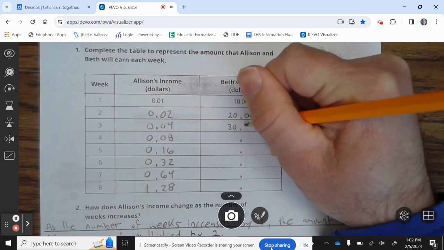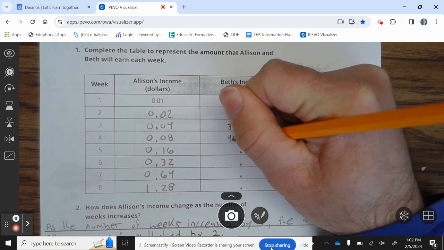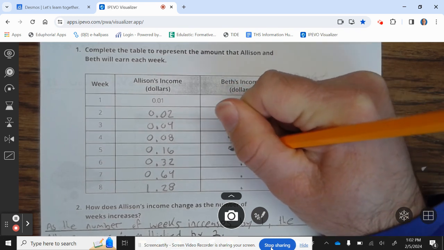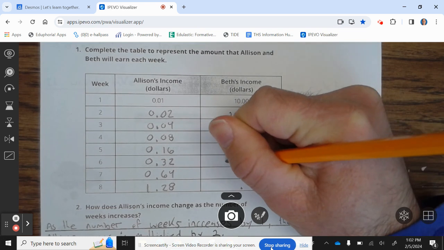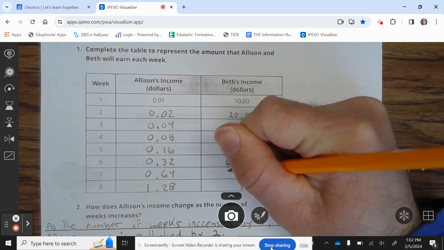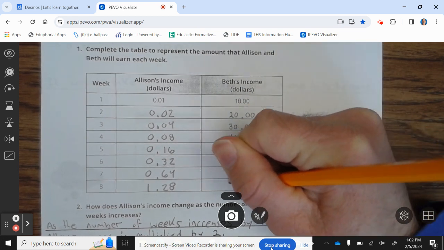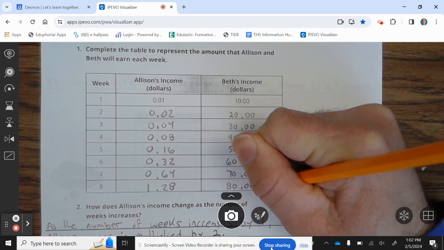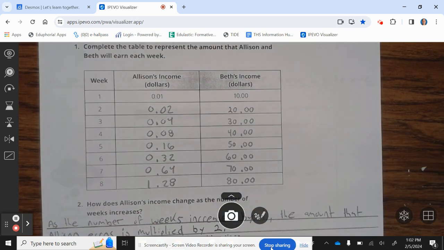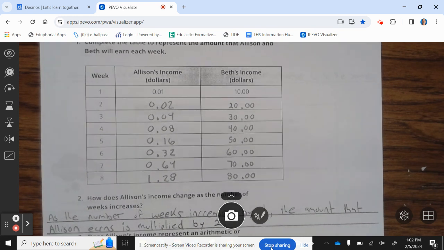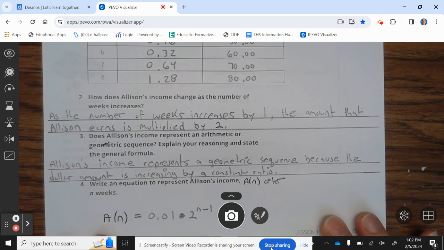then $30, then $40, then $50, then $60, then $70, then $80. All right, go ahead and finish completing the table. 2. How does Allison's income change as the number of weeks increases? As the number of weeks increases by 1, the amount that Allison earns is multiplied by 2.